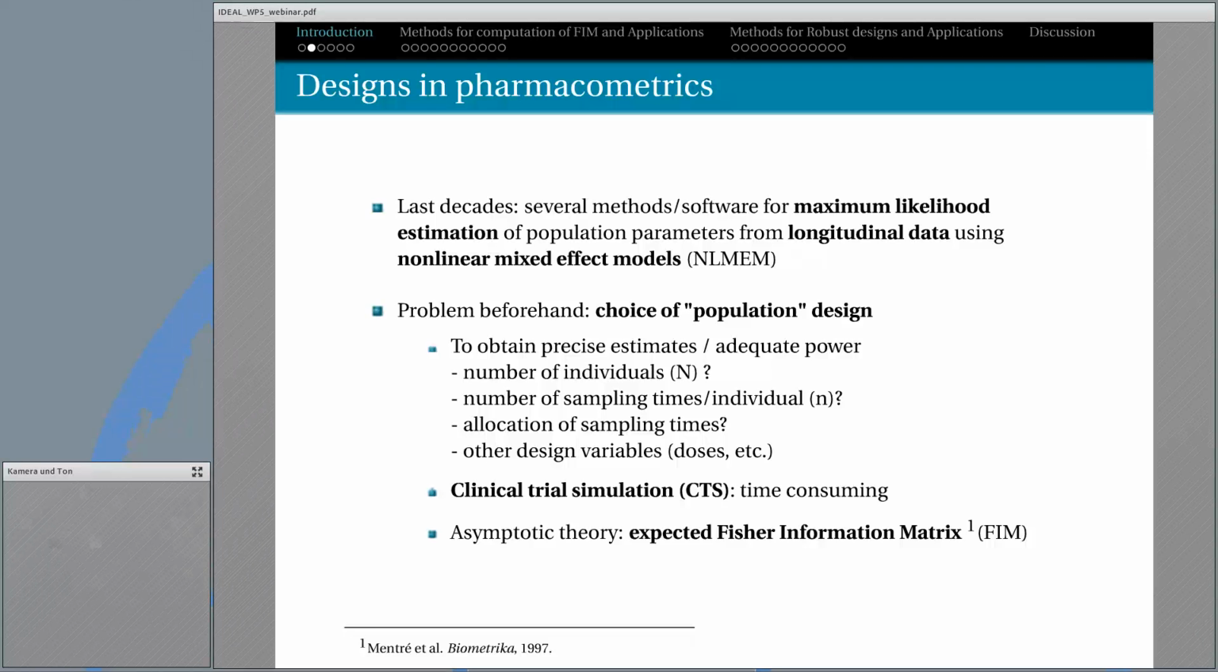And why is it important to get a good design? Because we all know that the choice of the design will influence the precision of the estimates and also the power to detect an effect. This could be done by clinical trial simulation, but this could be quite time-consuming, and that is why we often use the asymptotic theory and compute the expected Fisher information matrix, which is a Fisher information matrix that we expect to get before doing the experiment. And after doing the experiment, what we have is usually an observed Fisher information matrix.